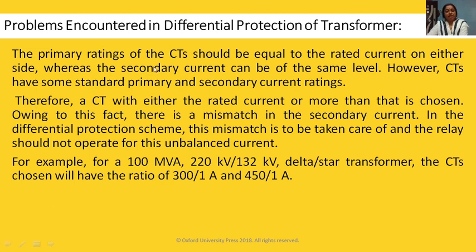The primary ratings of the CT should be equal to the rated current on either side, where the secondary current can be of the same level. However, CTs have some standard primary and secondary current ratings. Therefore, a CT with either the rated current or more than that is chosen. Owing to this fact, there is a mismatch in the secondary current in the differential protection scheme. This mismatch is to be taken care of, and the relay should not operate for this unbalanced current.